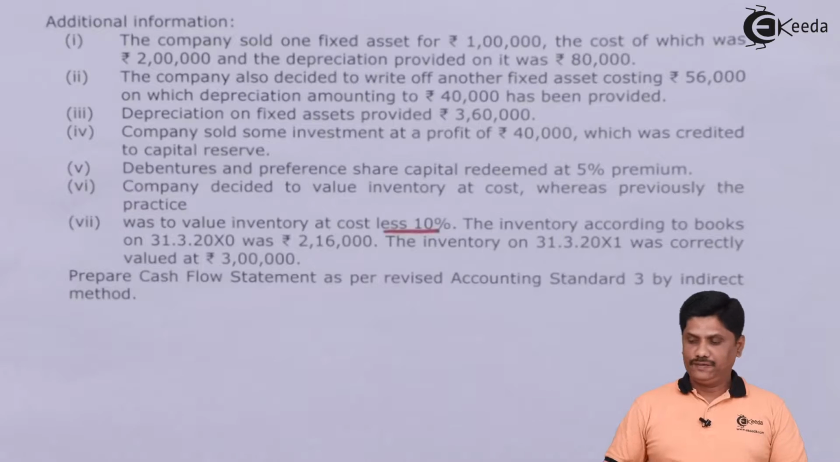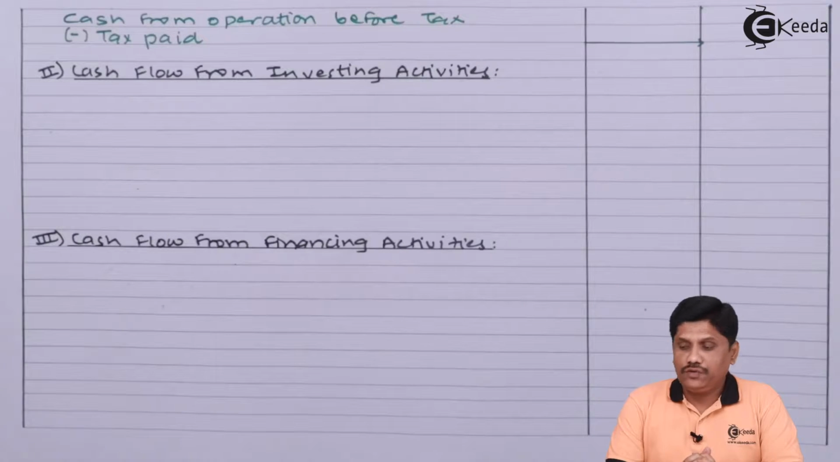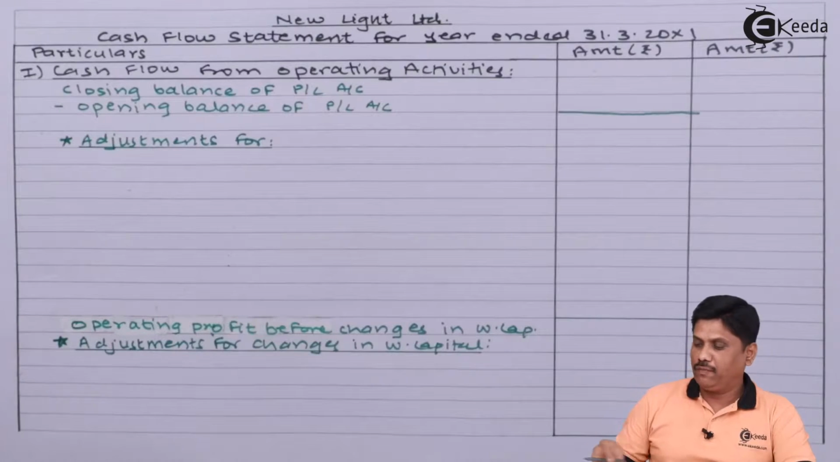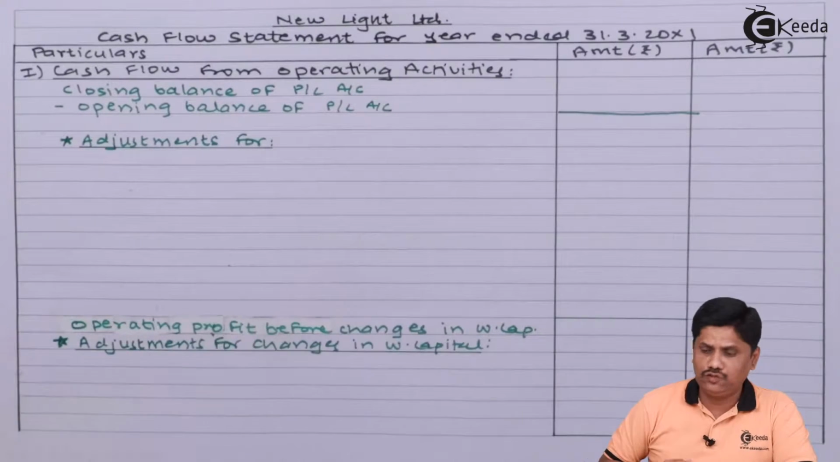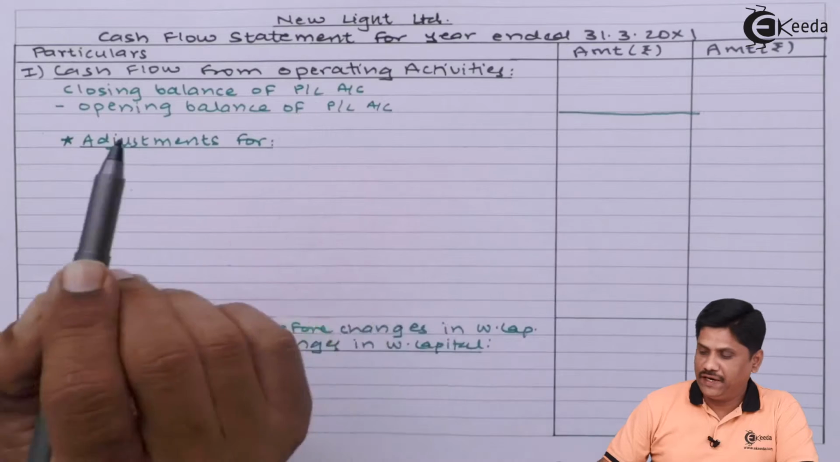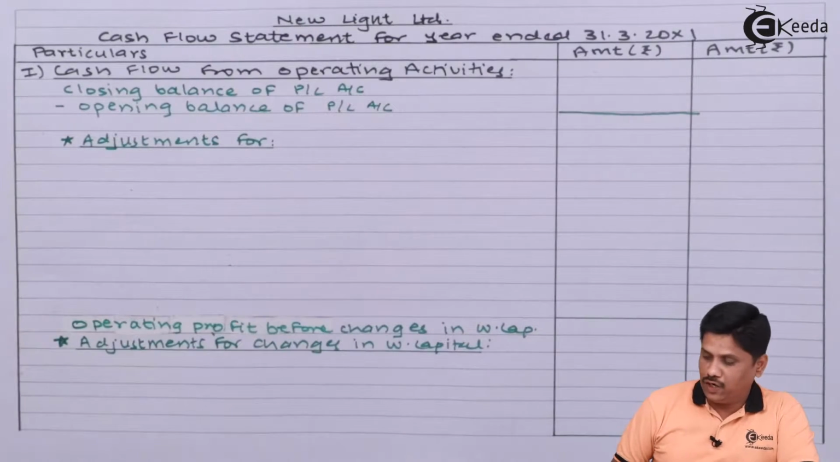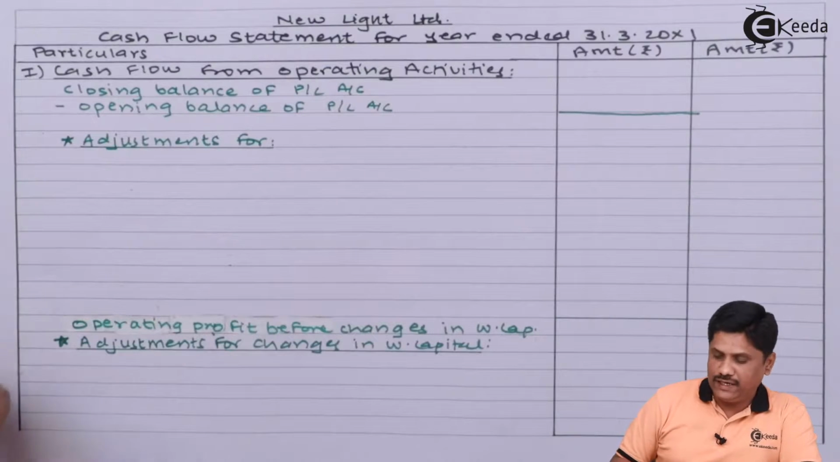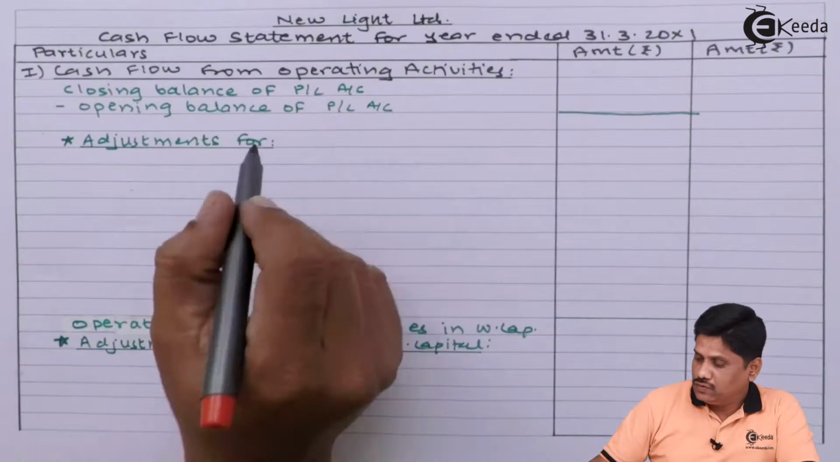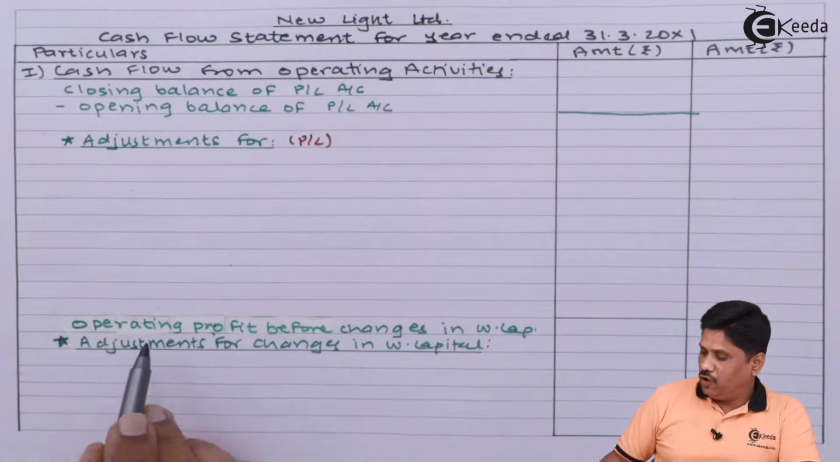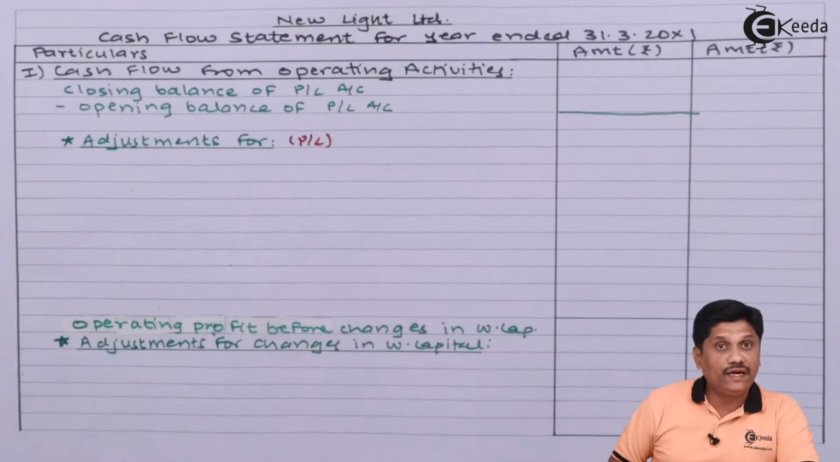Let's prepare the format. Friends, now you can notice I have prepared a format. This format is in front of you. I have prepared the format of the cash flow statement. As usual, the format is cash flow from operating activity. It begins with closing balance of P&L account minus opening balance of P&L account. Then we will do various adjustments for P&L account. The resulting figure will be operating profit before changes in working capital.